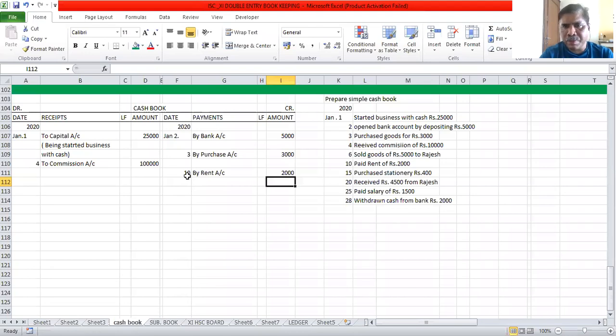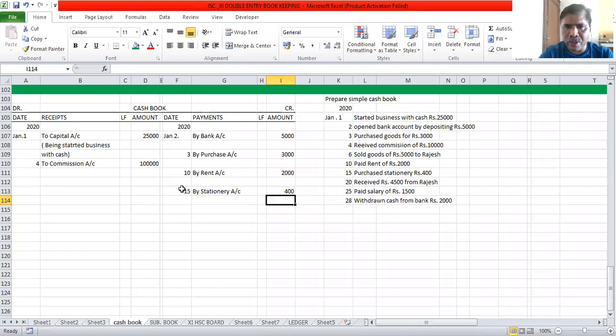Then purchased stationery for rupees 400. So we have to record. Yes, sir. Which side? Payment side. Why? Cash goes out. By stationery account, amount is 400. Being stationery purchased.